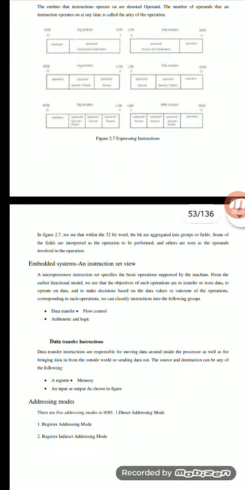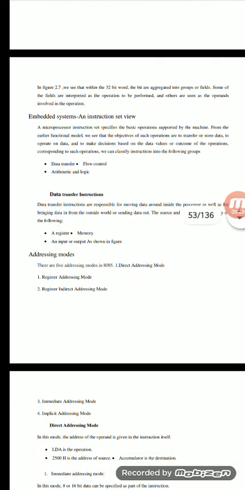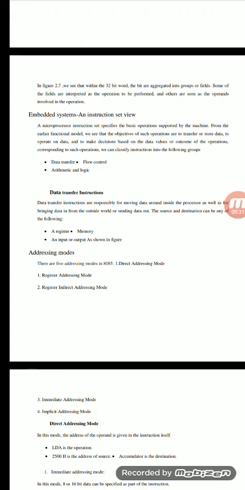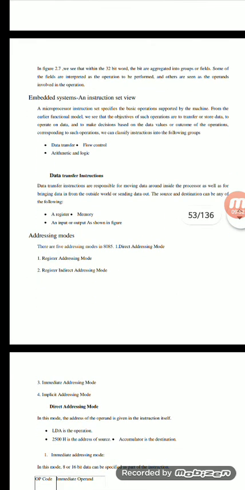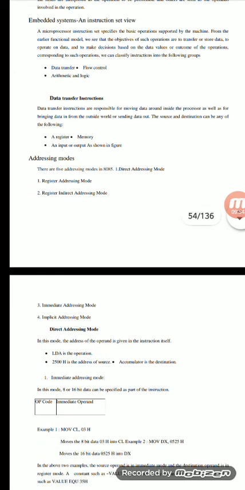Next, embedded system and instruction set view. The instruction set totally depends upon data transfer, flow control, arithmetic and logic. Data transfer instructions are responsible for moving data around inside the processor as well as for bringing data from the outside and sending data out. Okay, a register, memory, input and output device.